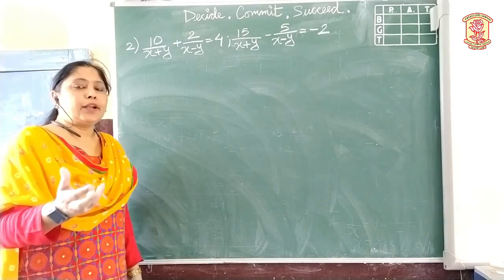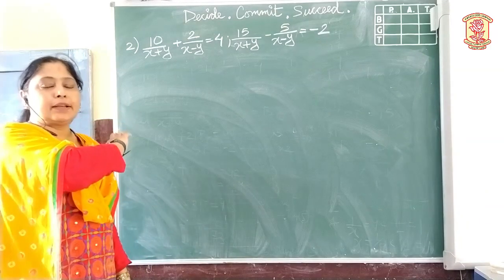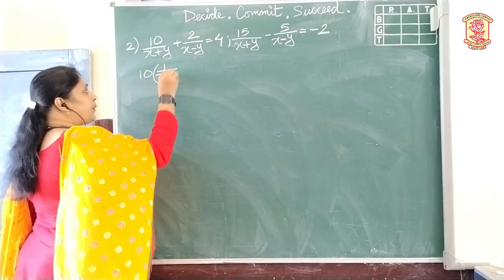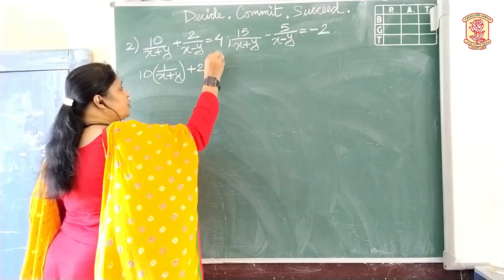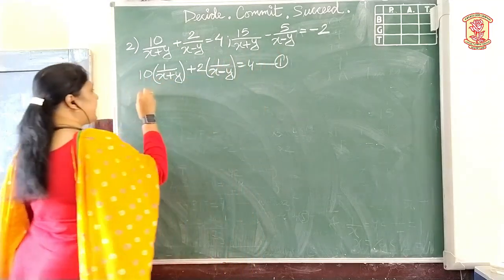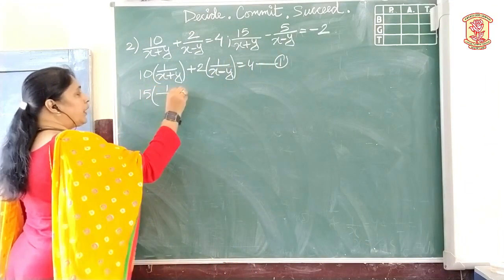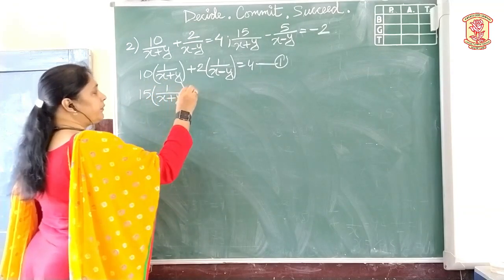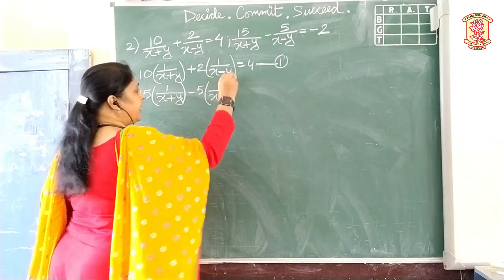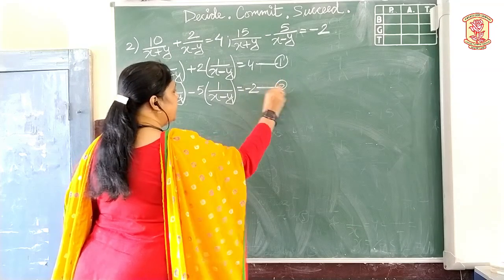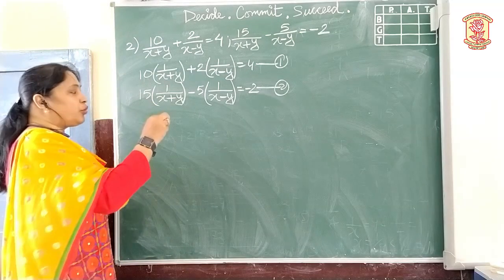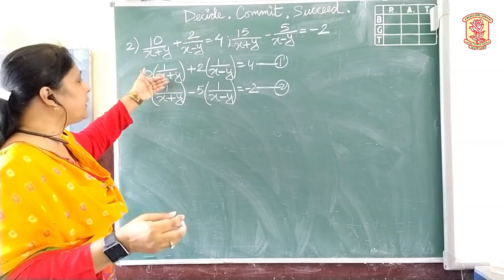Now, to convert it into a linear equation, we'll have to separate the coefficients from the variable. So this becomes 10 into 1 upon x plus y plus 2 into 1 upon x minus y equals 4. This will be the first, and the second becomes 15 into 1 upon x plus y minus 5 into 1 upon x minus y equals minus 2. Now we have to equalize the coefficients, but before we equalize, we'll convert these into linear equations.